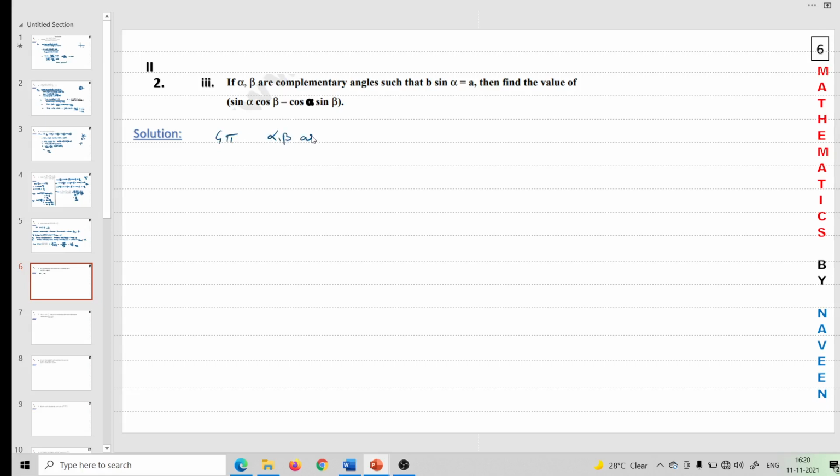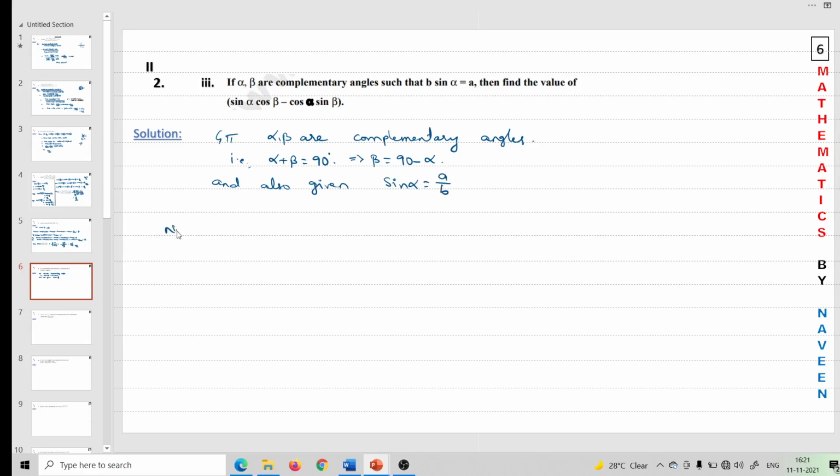alpha, beta are complementary angles, which means alpha plus beta equals 90 degrees. Clear? And from this it can also be written that beta equals 90 minus alpha. Given that, and also given, sin alpha equals a by b. This b sin alpha equals a means sin alpha equals a by b.